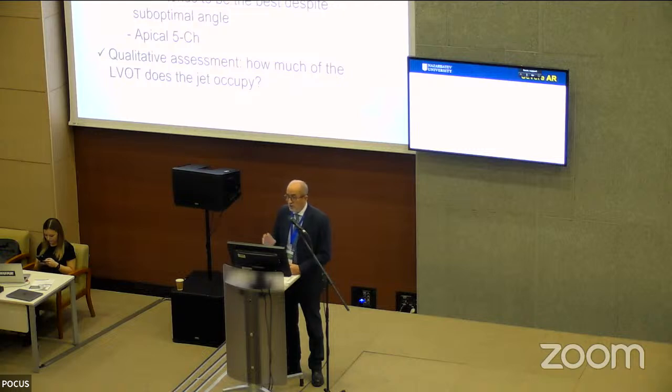For the aortic regurgitation, the best view is the apical 5-chamber. So it's the 4-chamber anterior looking to the LVOT and the aortic valve and the aortic root. And in terms of imaging, we should answer the question, how much of the LVOT does the jet occupy?